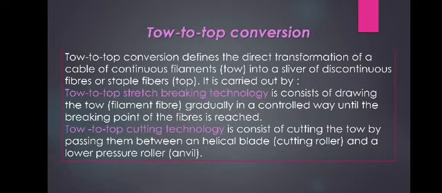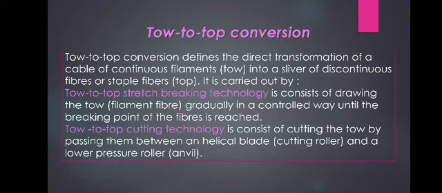It is the direct transformation of a cable of continuous filaments into a sliver of discontinuous fibers or staple fibers, because long fibers are formed by the chemical spinning process. These long fibers are cut into staple fibers or small fibers. This is known as the tow-to-top conversion process, or a process of converting filament fibers to a staple fiber. First, tow-to-top conversion is carried out by the breaking technology.